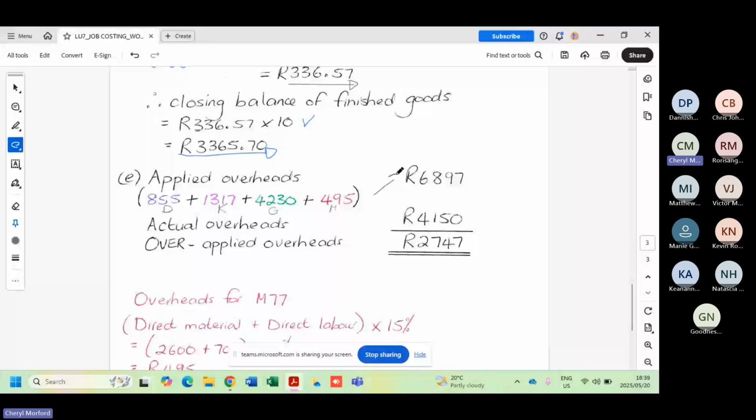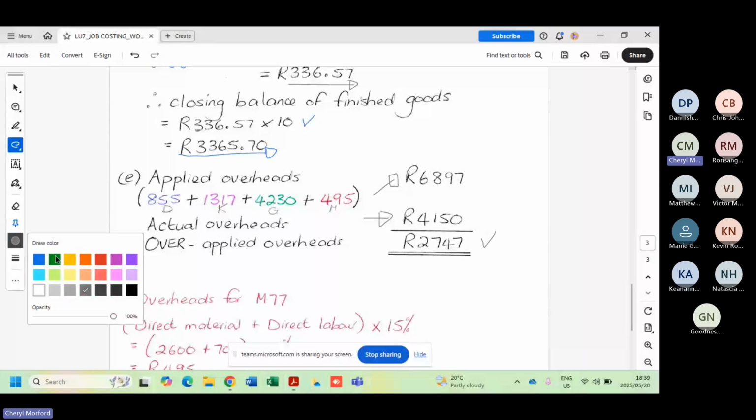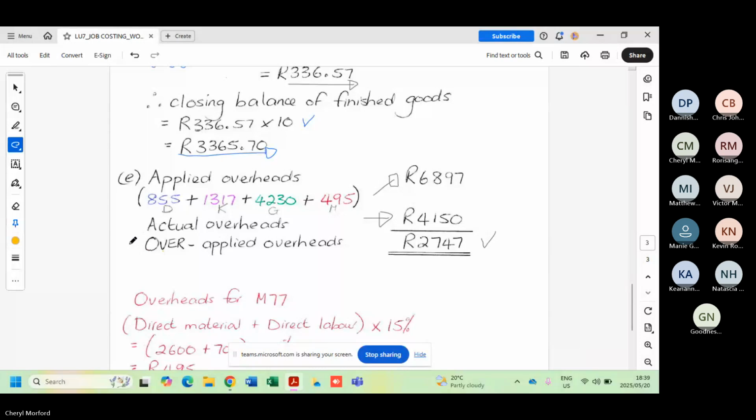6,897. Take the actual from the question of the 4, and find the difference of 2,747. And then lastly, for 1 mark, by the way, you get 1 mark there for saying that, and another mark for that. So don't forget, we must include this.